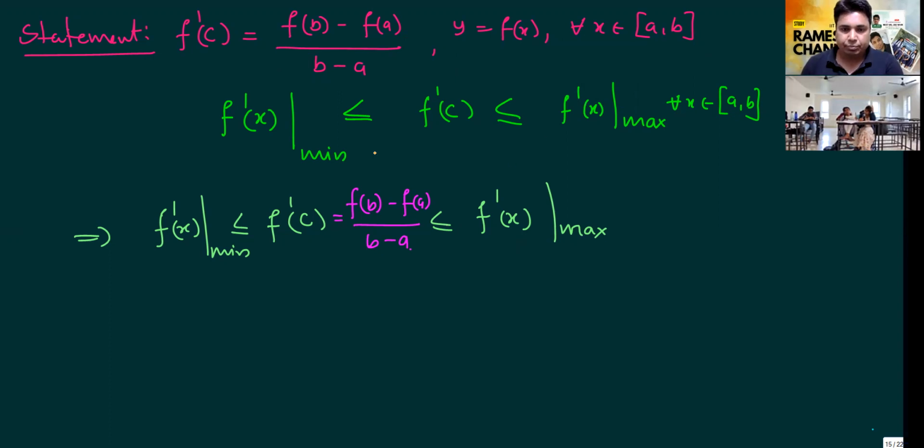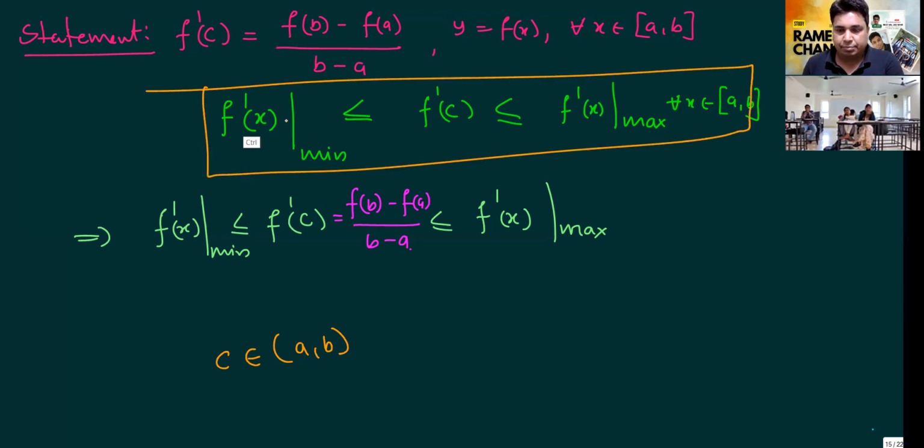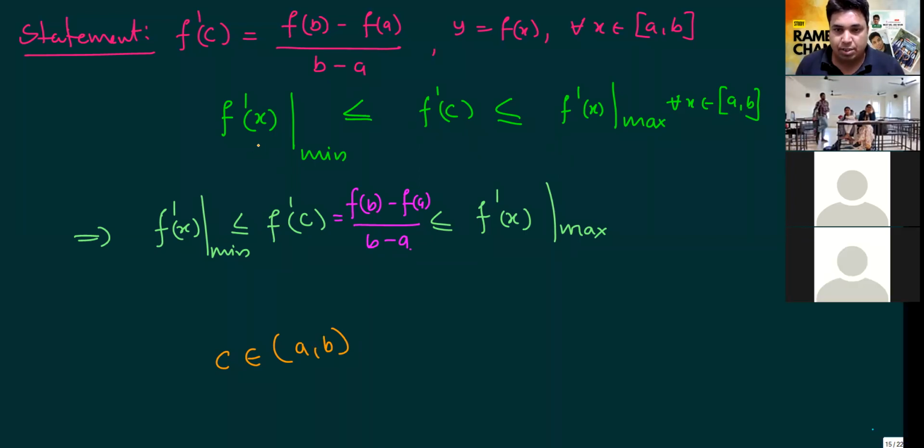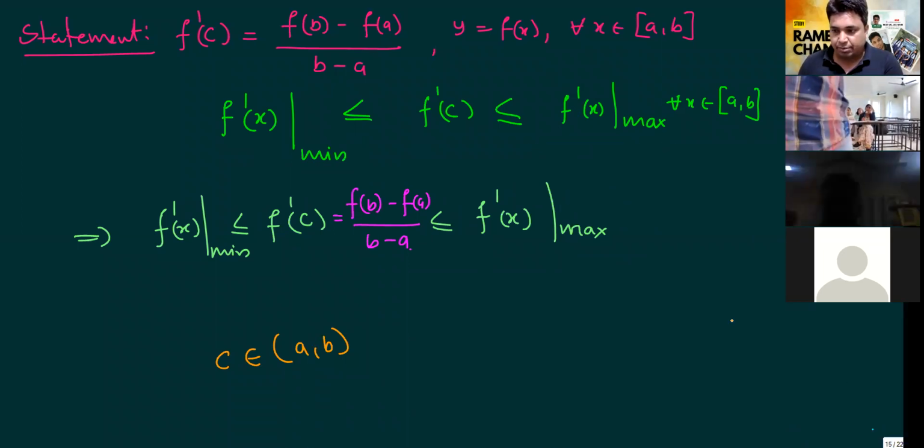Is that clear? Yes, sir. Now c lies in the open interval a comma b. So there might be some x where f dash x achieves its maximum value, and there might be some x where f dash x achieves its minimum value. So can we write this statement that f dash c always lies between f dash x min and f dash x max? Is that clear? Yes, sir.